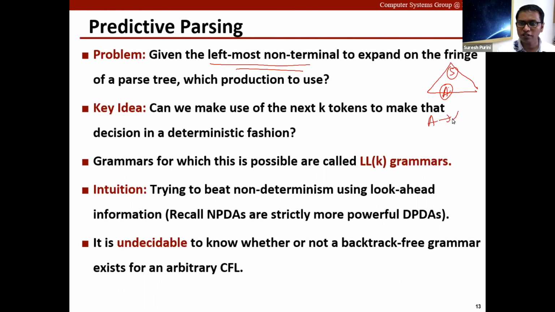There are two possible substitution rules. A goes to alpha 1 or alpha 2. And the question that we are asking is, can we use the next k tokens to determine whether we should be using substitution rule 1 or 2? Grammars where such a thing is possible are called LL(k) grammars.